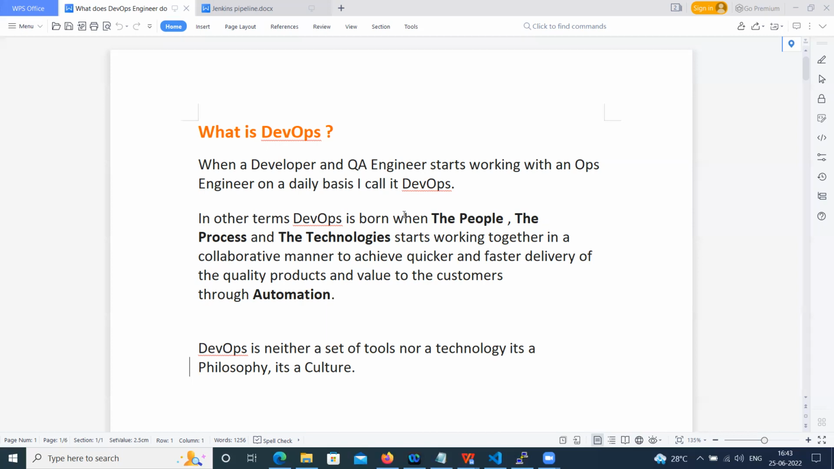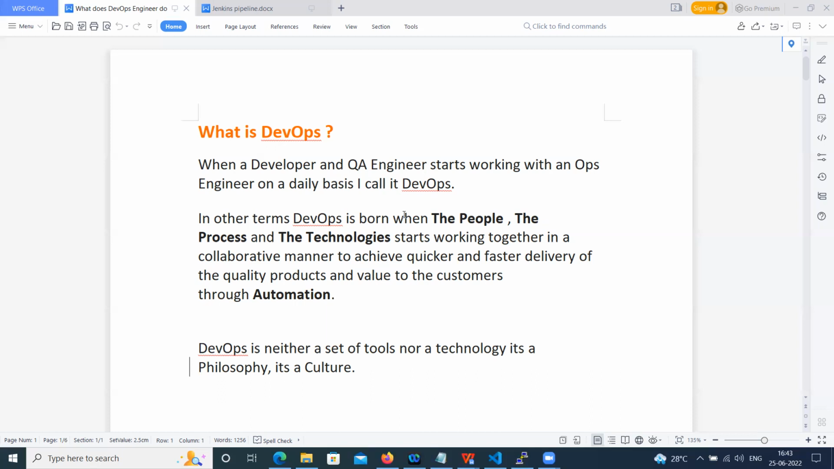We have to work with the developer, QA, and other project management teams, and we have to understand their requirements and tasks and our project requirement. Then accordingly, we start work. In other terms, DevOps is born when the people, the process and the technology come together. We have to coordinate with the various teams among our project, who are the members, then follow the process, and then use the tools.